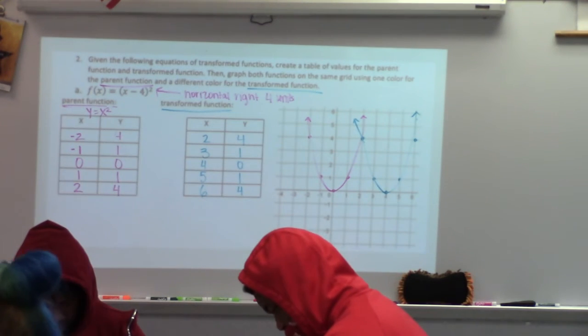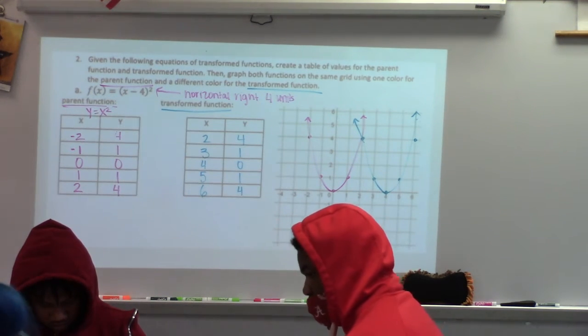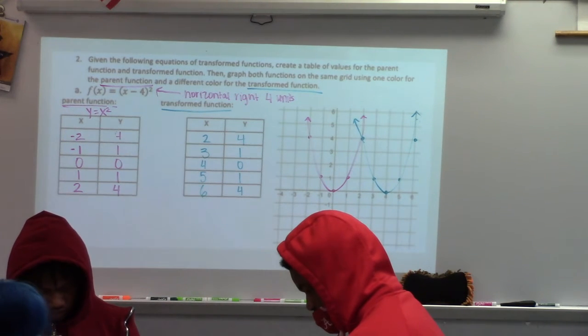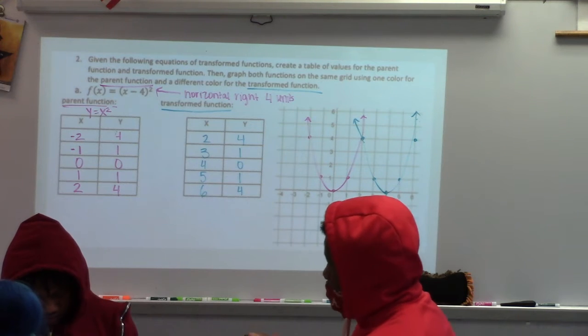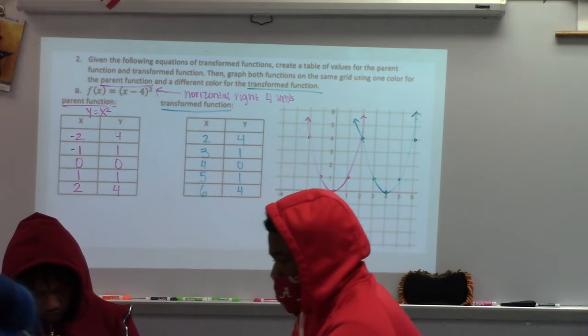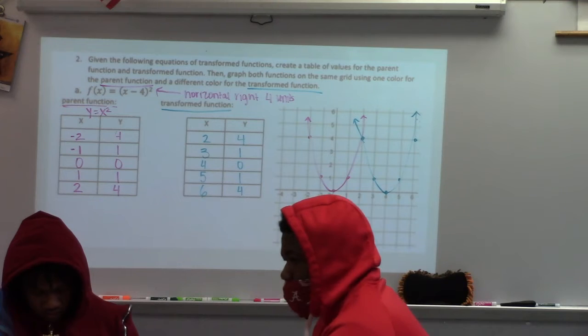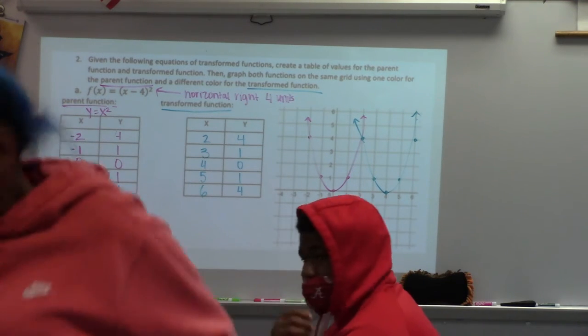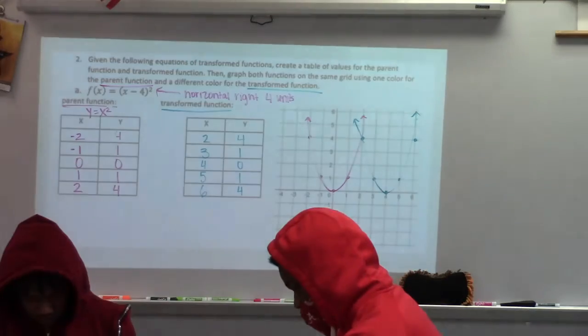We did it multiple times the first 2 weeks. There was this test that was 2 weeks ago. My point is, you should have, because we did it in class. So what's your -2, where are you supposed to go? What's the Y value? For the parent function?